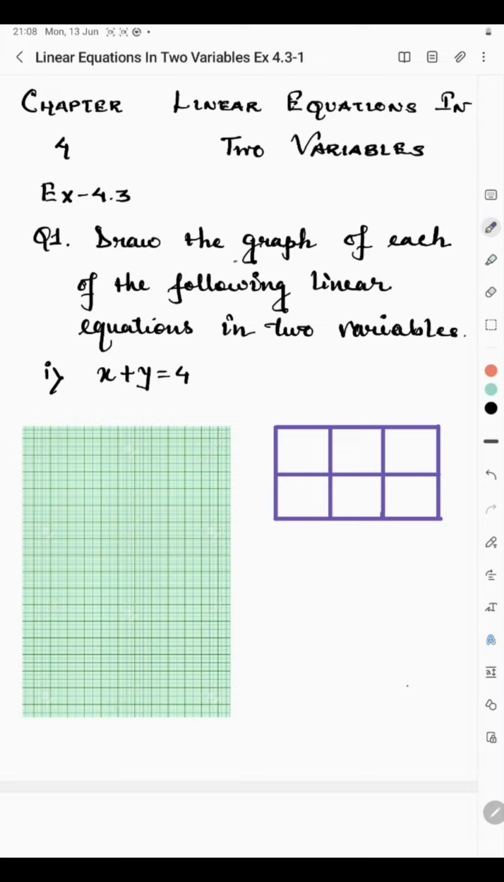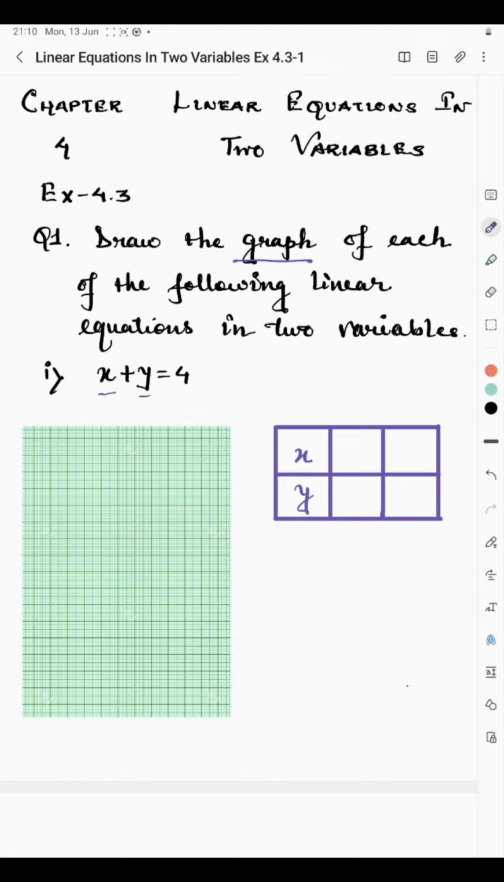What we have to do is draw the graph, but before drawing the graph we will have to find the solution for every linear equation. For this we will make a table, and in one column we will write x and in another we will write y. To find the solution of the given equation, we just consider any one of the variables and solve for the other. So we'll just consider the minimum possible value of the variable.